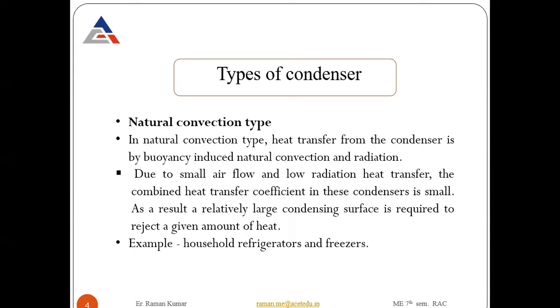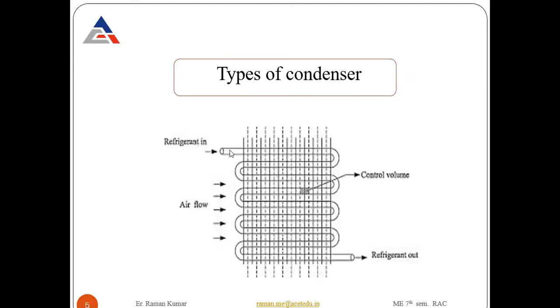Okay. So for example, we can take the example of this type of condenser. We use this type of condenser in our household refrigerators, in freezers, and in our ACs, window type ACs. So you will see the natural convection type of condensers are also there. Mostly in our refrigerator, you will see this type of condenser placed on the back side of the refrigerator. Look at here, fins are also there and refrigerant is flowing through these pipes. Look at here, these are the pipes through which the refrigerant is flowing.